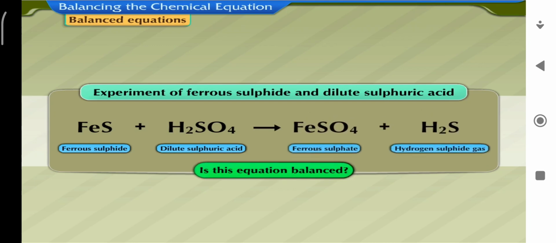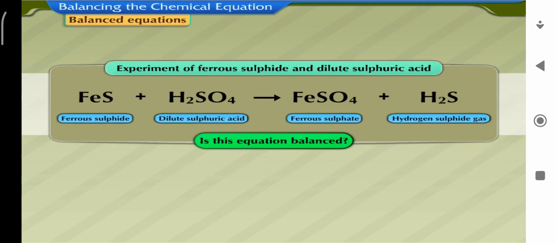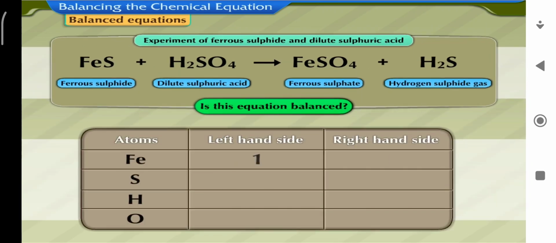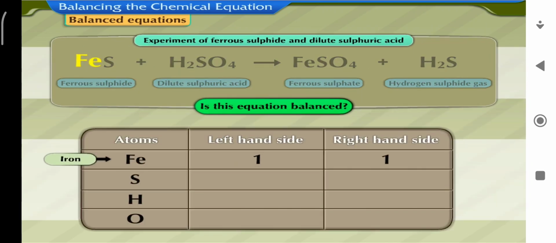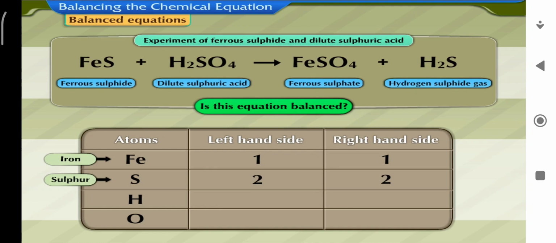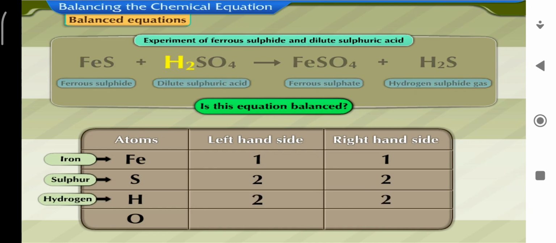Is this equation balanced? Let us check this out by counting the number of atoms of each element on the left-hand side and the right-hand side. Enter the values in the table. There is one atom of iron on the left-hand side and the right-hand side of the equation. There are two atoms of sulfur on the right-hand side and the left-hand side. There are 2 hydrogen atoms on the left-hand side and the right-hand side. And there are 4 oxygen atoms on the left-hand side and the right-hand side.